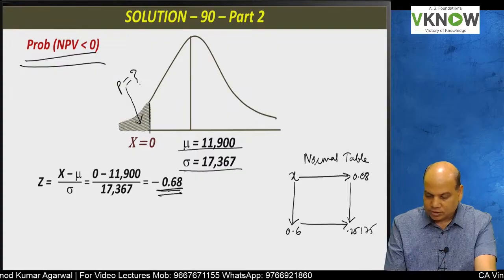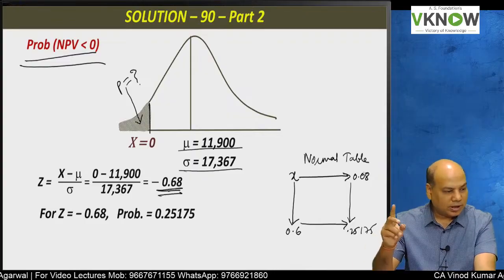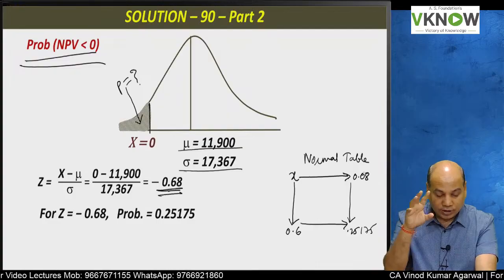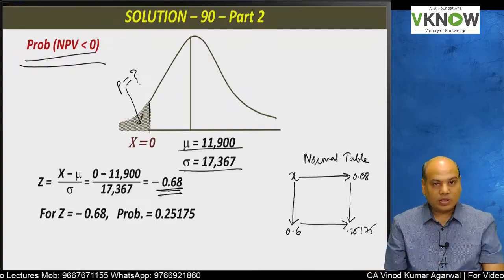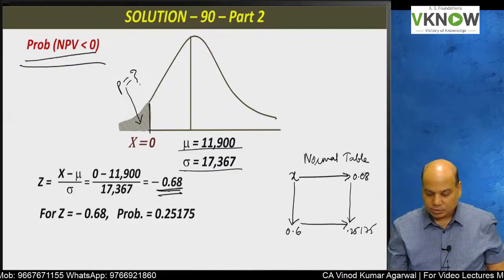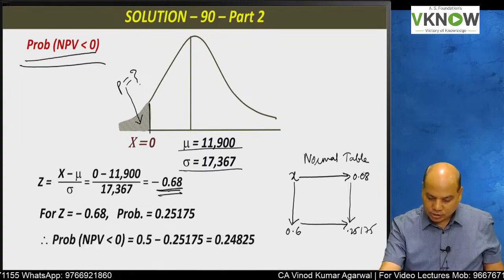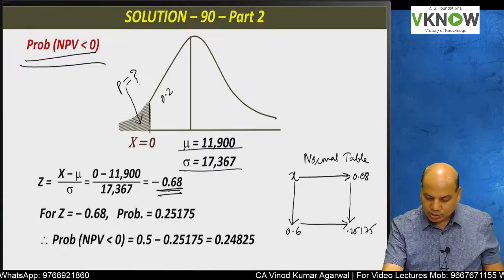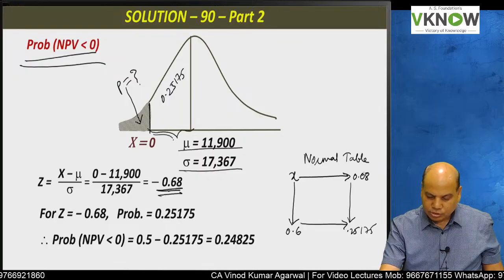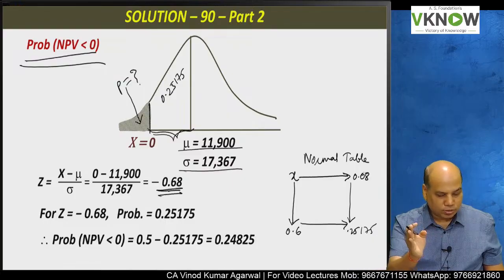0.25175. Can you see this number? 0.25175 in our table that I have provided to you at the end of the book. Other students who don't have the table will have to find the normal distribution table. 0.25175, but that is not the answer. The probability you have got is the probability of this area between 0 to mu. The table gives you probability between 0 to mu.